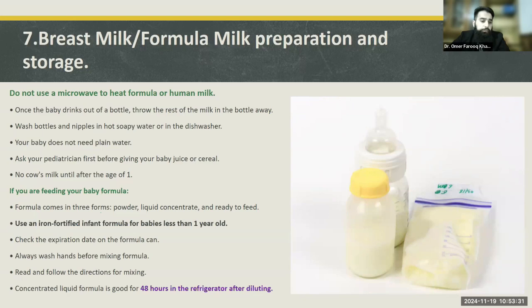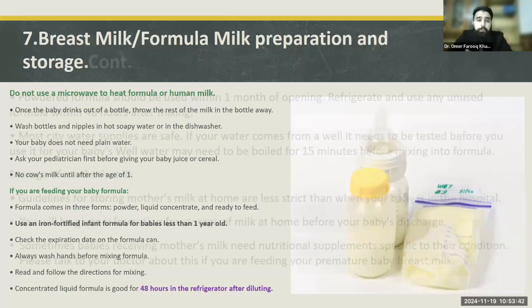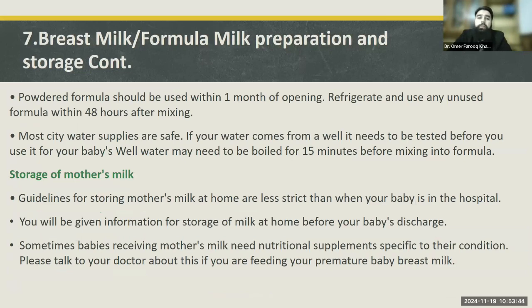Check the expiration date on the formula can. Always wash hands before mixing formula. Read and follow the directions for mixing. Concentrated liquid formula is good for 48 hours in the refrigerator after diluting. Powder formula should be used within 1 month of opening. If you have opened a can or a pouch, then you should use the powder formula within 1 month of opening. Refrigerate and use any unused formula within 48 hours after mixing. You throw it after 48 hours. You do not use it after 48 hours.